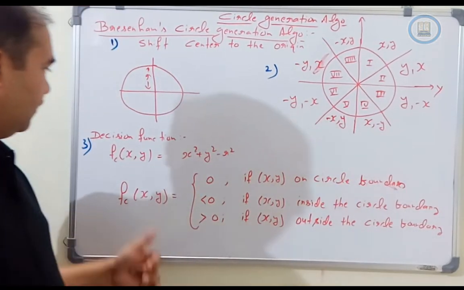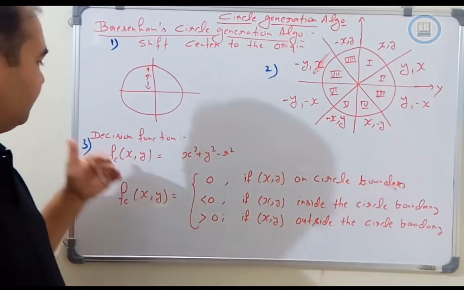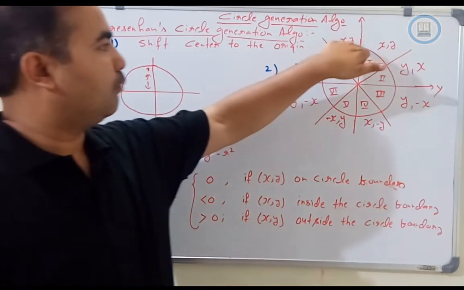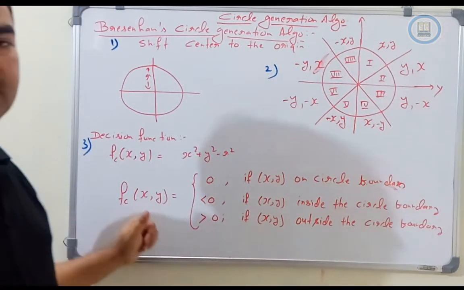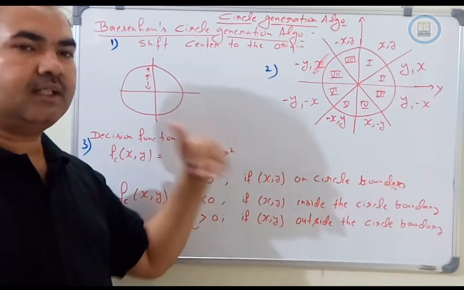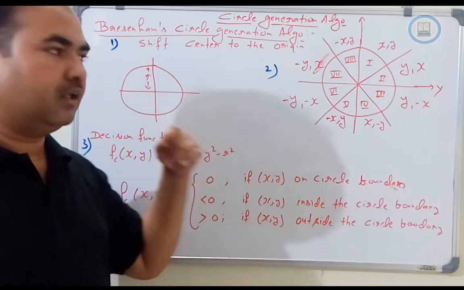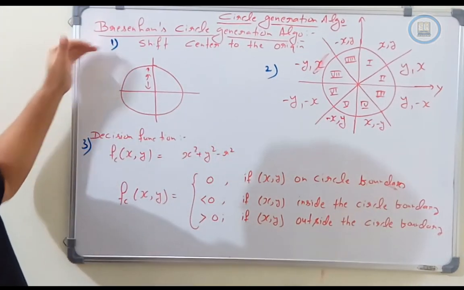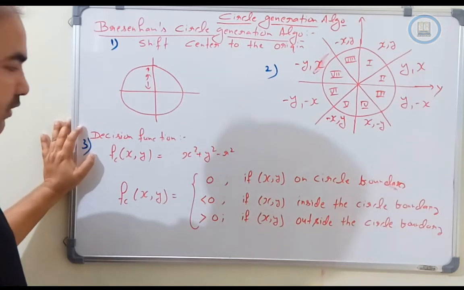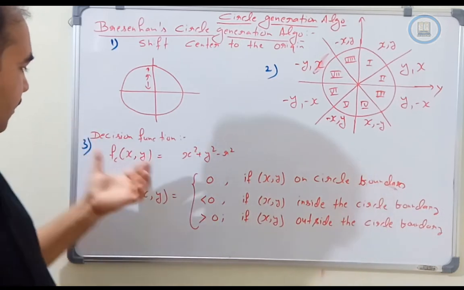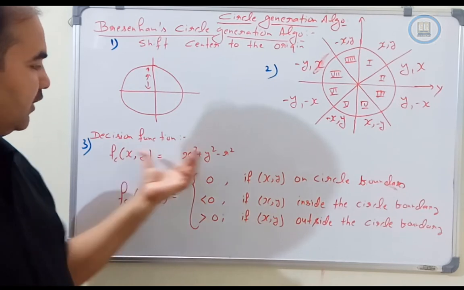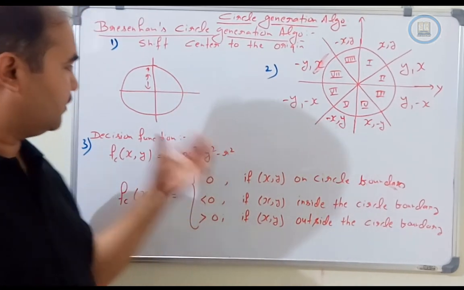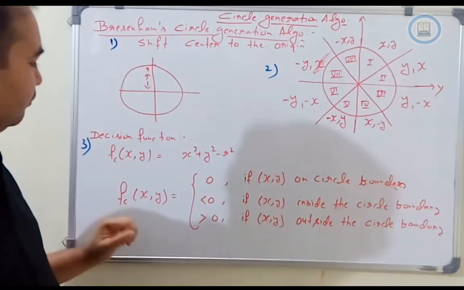The third thing: Bresenham has given one decision function, that is the decision parameter, which tells how we can select the pixel on the circle boundary, whether the pixel is inside the circle, or which pixel we should grow. Bresenham has contributed the third thing, which is called the decision function, f_c(x, y). It is generated in the format of x square plus y square minus r square, that is the equation of the circle.